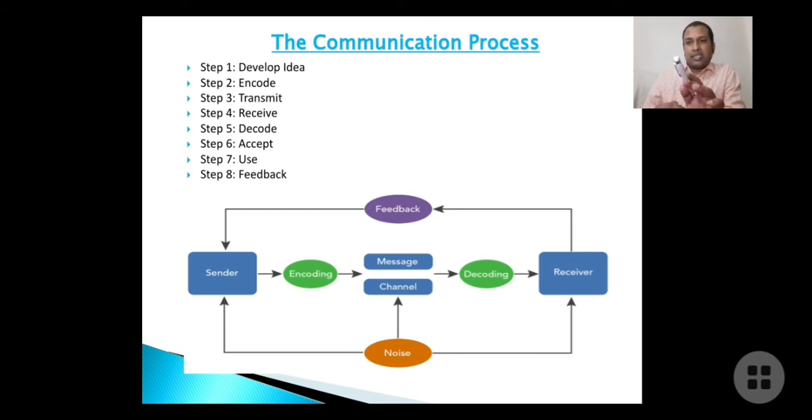There could be noise or barrier in the process. Within the barrier, within the noise, communication must happen. So that's why we see in step 1, develop idea. Firstly, the sender develops the idea about the message, fact, event, or anything else, and then encodes. Step 2, encode the idea.